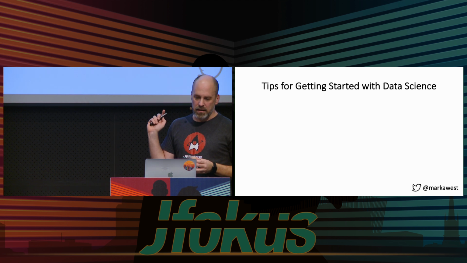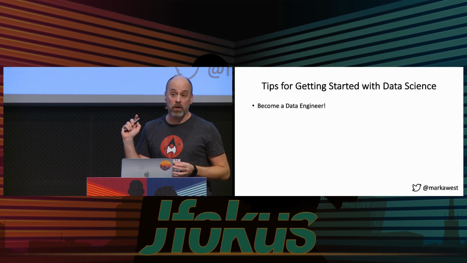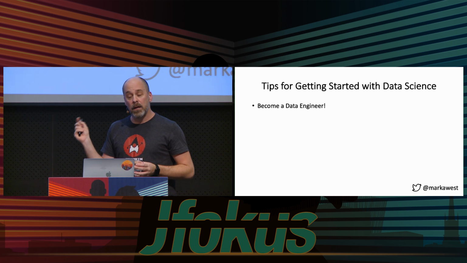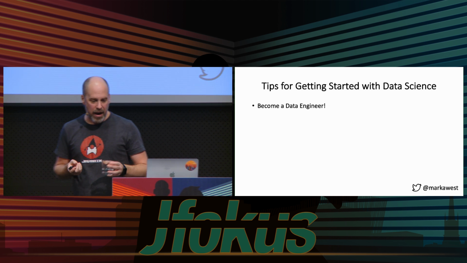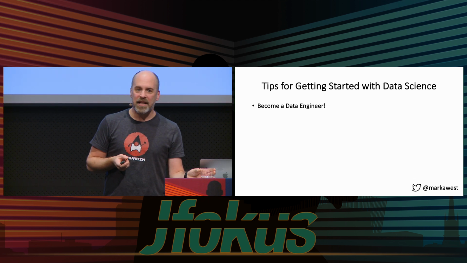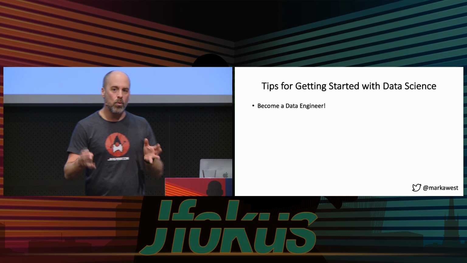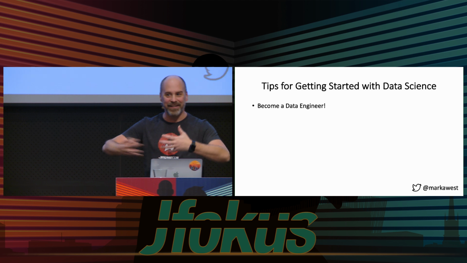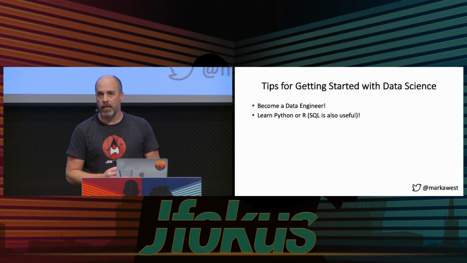Tips for getting started in data science. This is my next to last slide. Become a data engineer. That's the easiest way. You guys are all top-notch developers and architects and that kind of thing. Become a data engineer. Get working with things like Spark and Ray and Kafka and all that kind of stuff, and then you'll be working in the same sphere as your data scientists. And when you're sitting together with them and working on the same projects, the cross-pollination, you learn a lot.